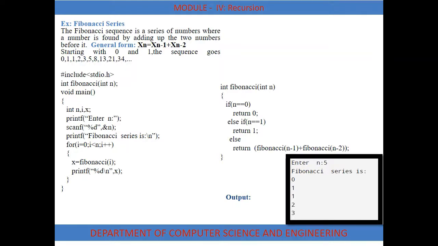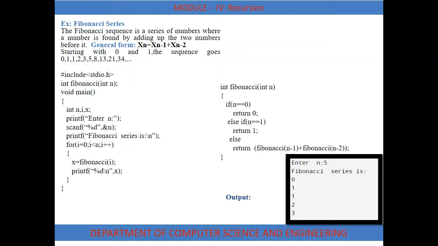That is, again we are calling the same function. For the Fibonacci function we are passing the value 1 as well as 0. Next Fibonacci of 1, that is the second part. Fibonacci of 1 is 1 itself. So for n equal to 3, we'll get return 2. So on the output screen we'll get 4 values as 0, 1, 1, 2.